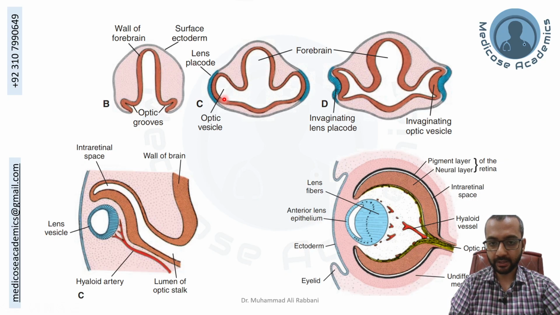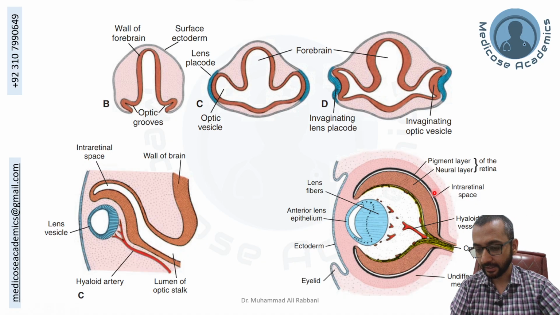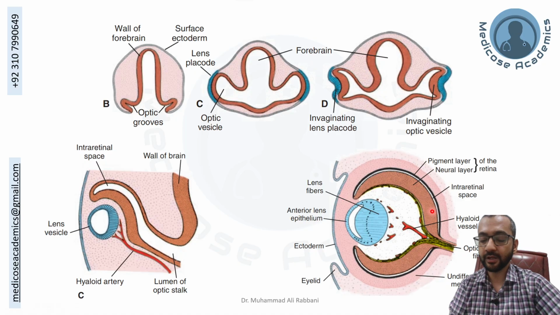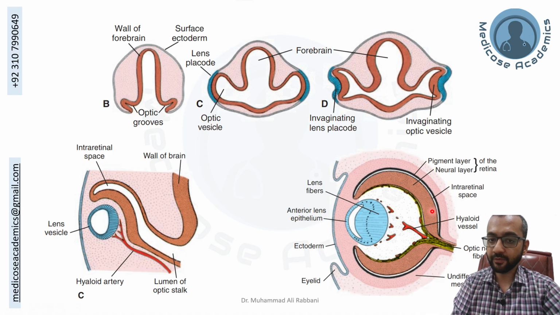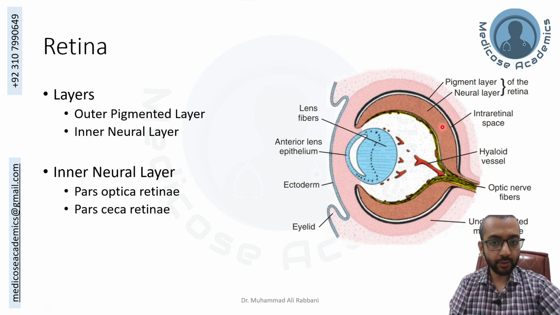When all of this was happening, the optic groove, optic vesicle, optic cup, we ended up in this part where there is an internal layer of retina and an outer layer of retina. This internal layer of retina will ultimately form the neural layer, and the outer layer will form the pigmented layer. So this is the neural layer of retina formed from the internal layer and the pigmented layer from the external layer. These are the two layers of retina that have to be formed, and this neural layer of retina will be further divided into two parts.